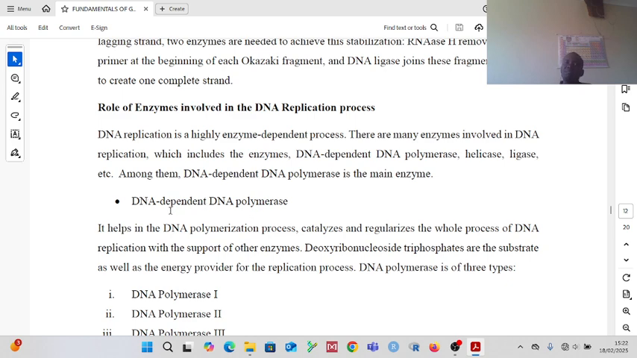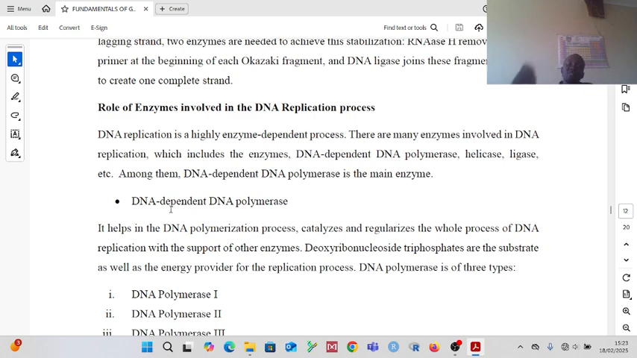Okay? So, but in this case, we call it DNA-dependent DNA polymerase because it is creating a DNA polymer by depending on a DNA sequence. Okay? So that's why it is DNA-dependent DNA polymerase. It is a DNA polymerase because it's an enzyme that is creating a DNA polymer.